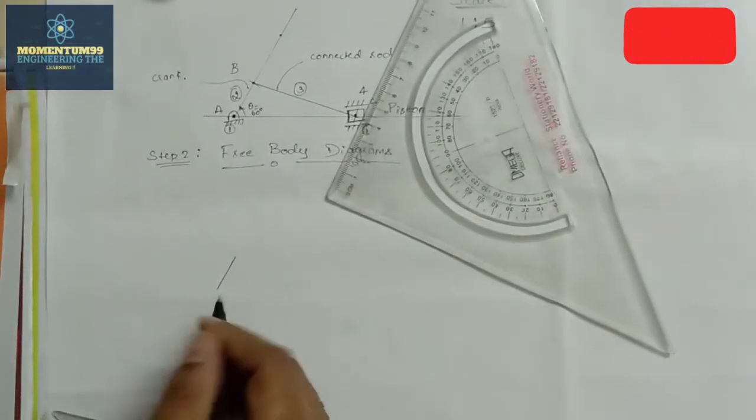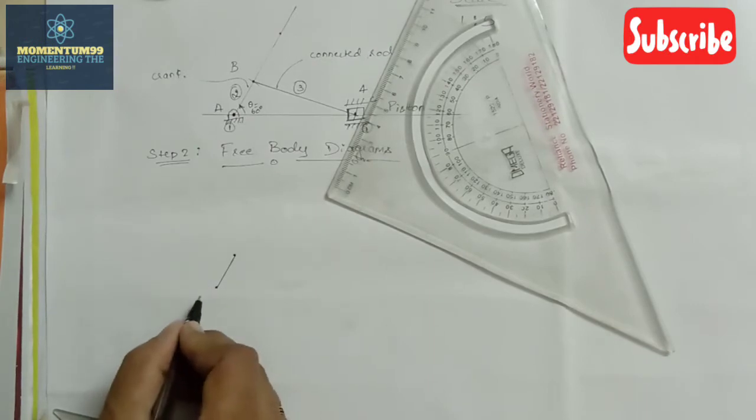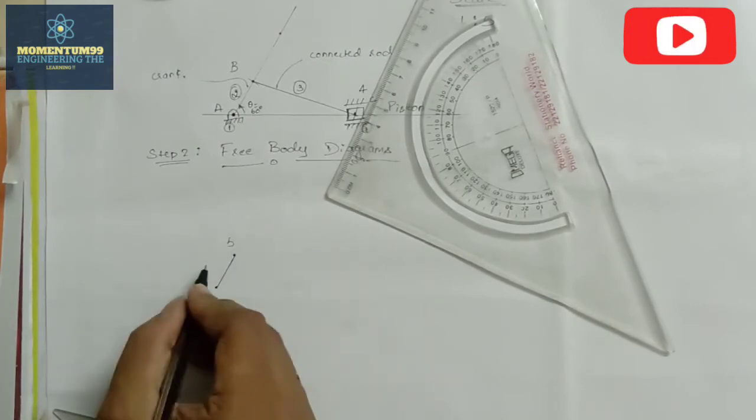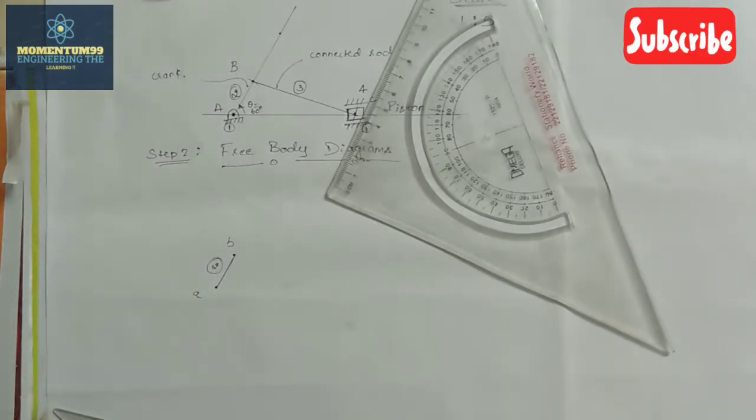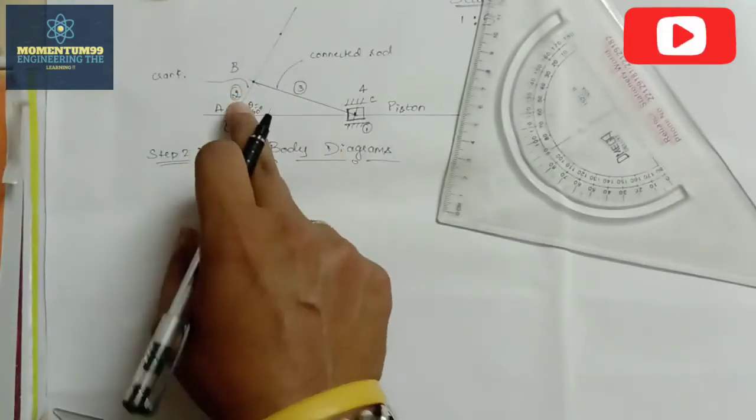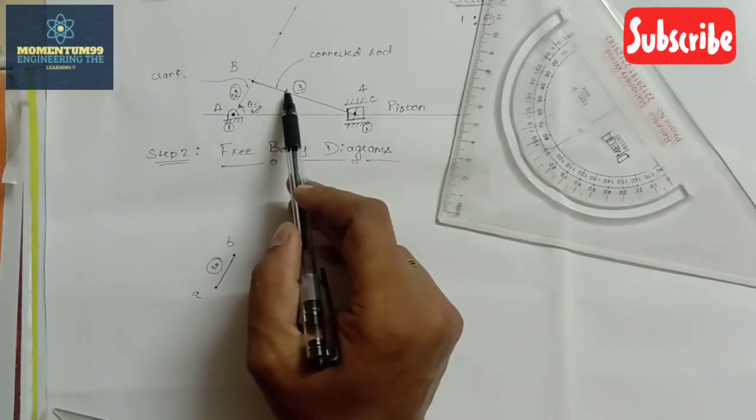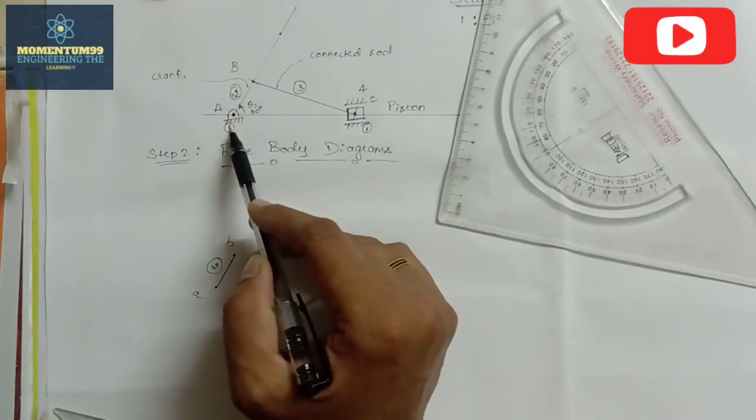Now this is drawing the free body diagram. I will be naming this end as A and this end as B here. Now this is my link 2. Now on this link 2, I need to represent the line of action of the forces, that is nothing but F32 and F12. F32 is the force which is transmitted from link 3 to link 2, and F12 is the force which is transmitted from link 1 to link 2.